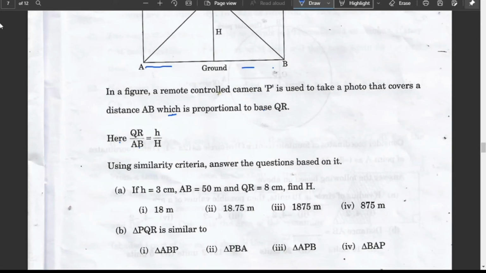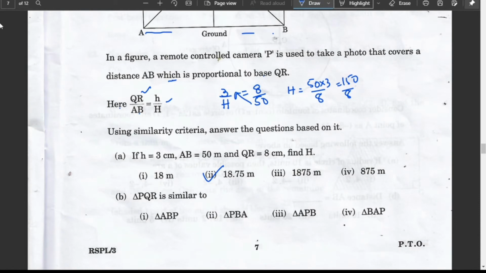So the first question is already given, and this data is enough to solve it. Given h is 3, so I'll put 3 here, and AB we have to find capital H divided by h. I am substituting: QR is 8 divided by AB is 50. To find H, cross multiply and divide by 8. 50 into 3 divided by 8, that is 150 by 8, which will be 18.75.